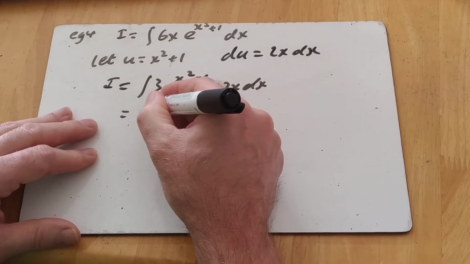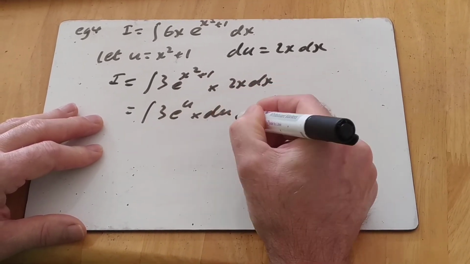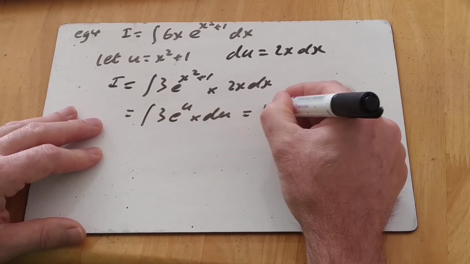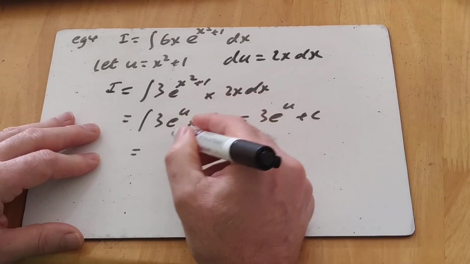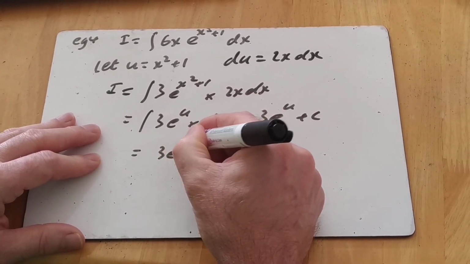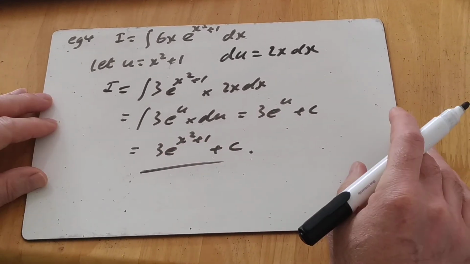So it's the integral of 3 e to the u du, and straightforward, it's 3 e to the u plus c. And then substitute back in to get 3 e to the x squared plus 1 plus my constant. And that's all there is to it.